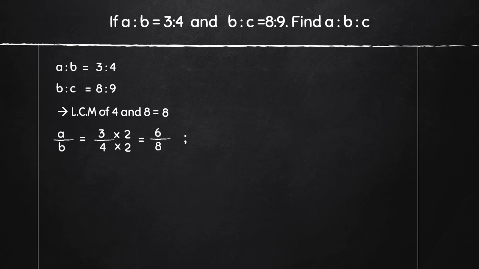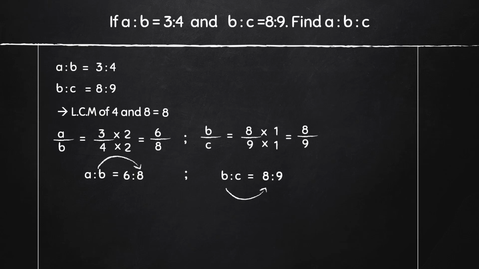And this second ratio, B is to C, B by C. So 8 by 9. We need to ensure the value of B remains same. So 8 into 1 is equal to 8, 9 into 1 is equal to 9. So from this, A is to B is equal to 6 is to 8 and B is to C is equal to 8 is to 9. So observe carefully. Now the value of B in both the ratios are the same. So we can write the answer straight away. A is to B is to C is equal to 6 is to 8 is to 9.